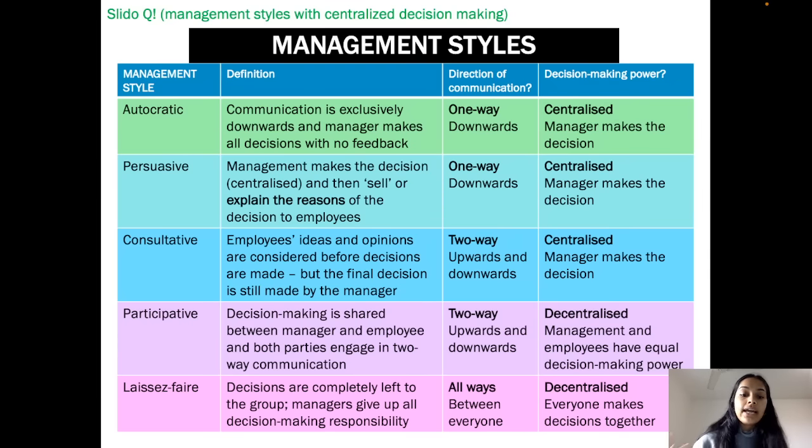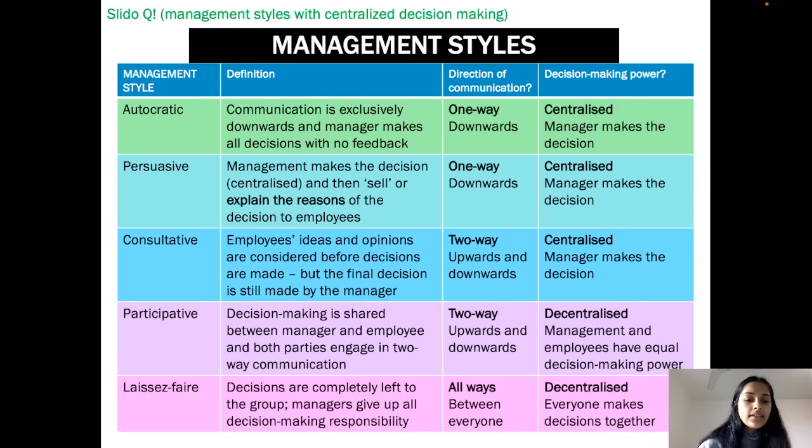So both the manager and employee have decision-making power, and therefore it's decentralized since they both have that ability to make decisions. And also two-way communication, since they both have that decision-making power, so they're both going to communicate with one another, and therefore there's two ways that communication is going in.